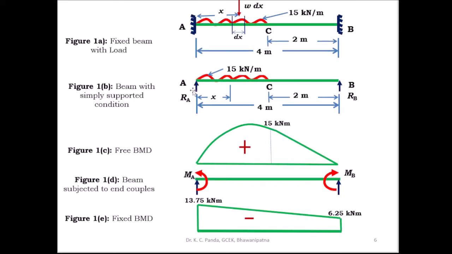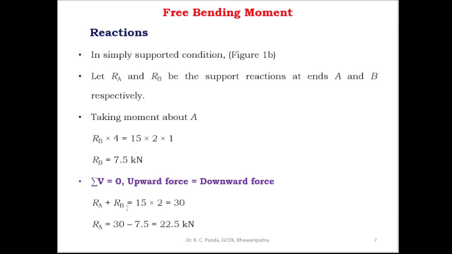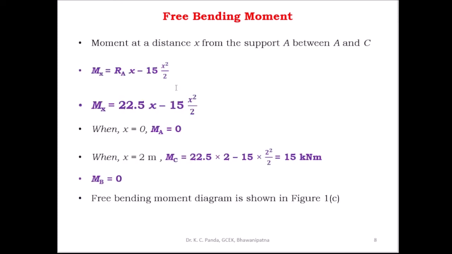Then you have to find the reaction at A. Take the sum of the vertical forces equal to 0, that is, the upward force equals the downward force. The upward force is RA plus RB and the downward force is 15 into 2, which is 30. So RA is equal to 30 minus 7.5, which is 22.5 kilonewton. After getting the reactions at A and B, you can draw the free bending moment diagram.